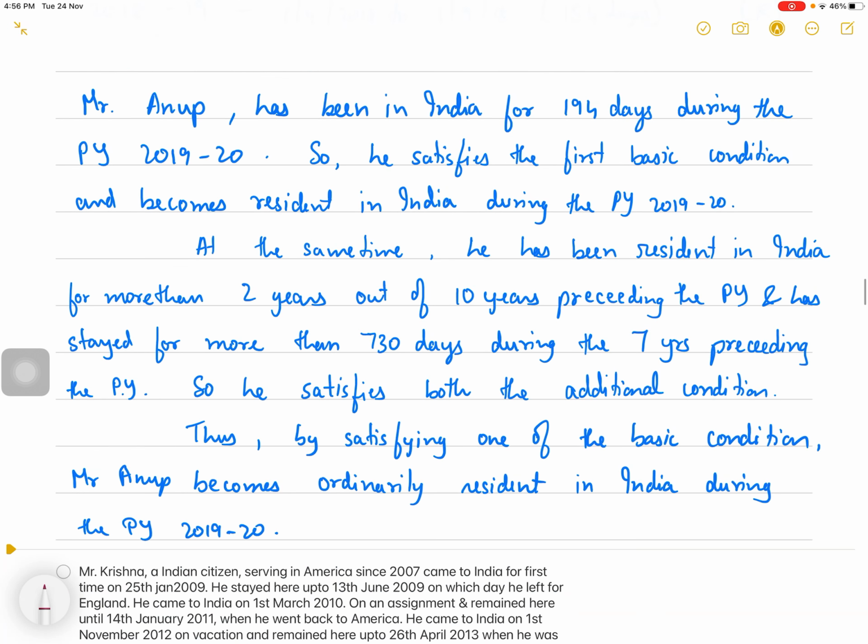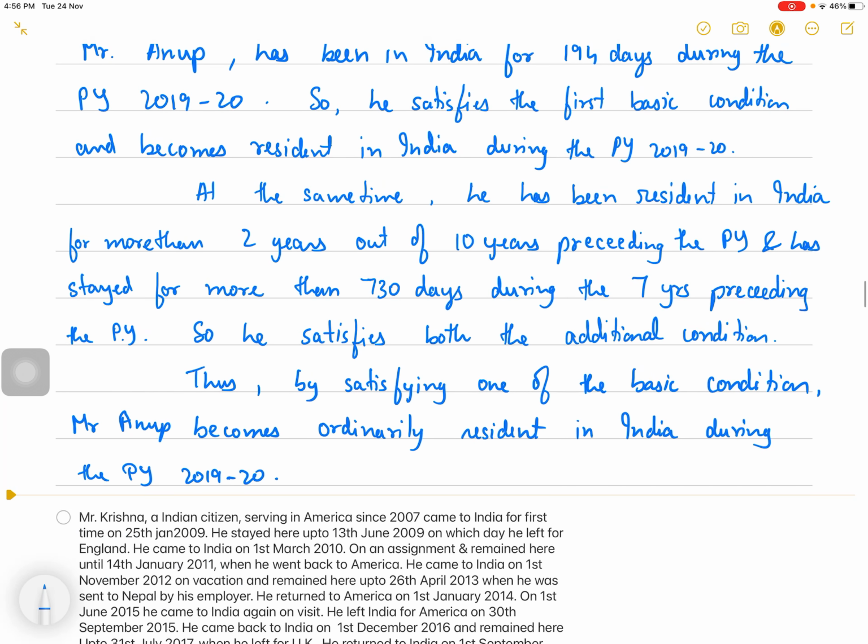Mr. Anup has been in India for 194 days during the previous year 19-20. So he satisfies the first basic condition and becomes resident in India during the previous year 19-20. At the same time, he has been resident in India for more than 2 years out of 10 years preceding the previous year, and has stayed for more than 730 days during the 7 years preceding the previous year. So he satisfies both the additional conditions. Thus, by satisfying one of the basic conditions and both additional conditions, Mr. Anup becomes ordinarily resident in India during the previous year 2019-20.